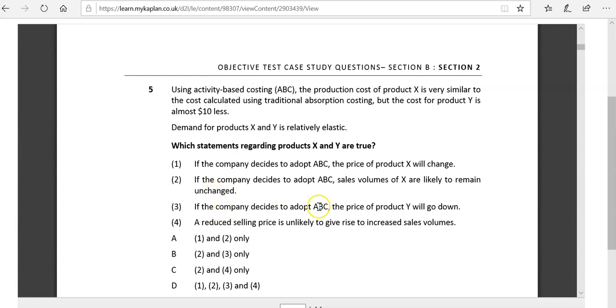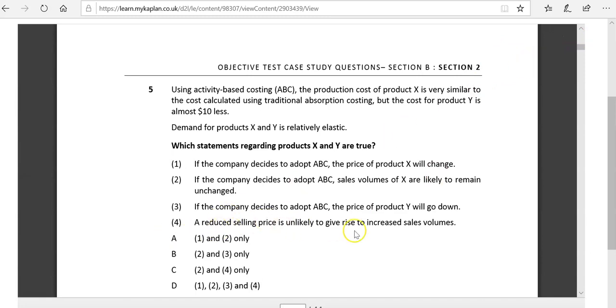If the company decides on ABC, the price of Y will go down. Yes, you could say they might keep the price as it is, but they can afford to bring it down because they found out that the costs are actually less. They didn't need to be charging that kind of price. So if they're doing cost pricing, which they are, basing it on the cost markup, then because the cost is less and you apply the same markup, yes, it will go down.